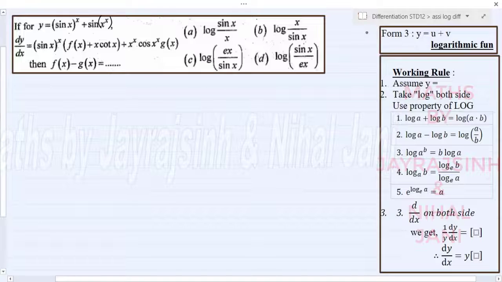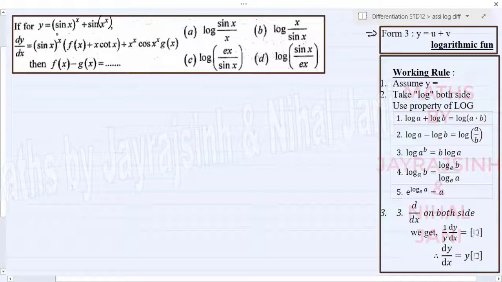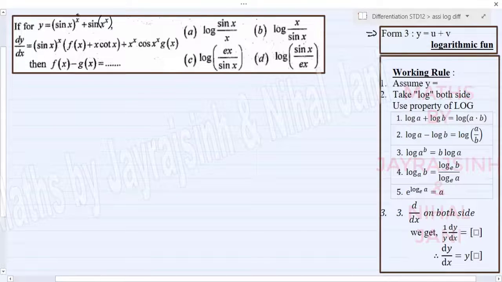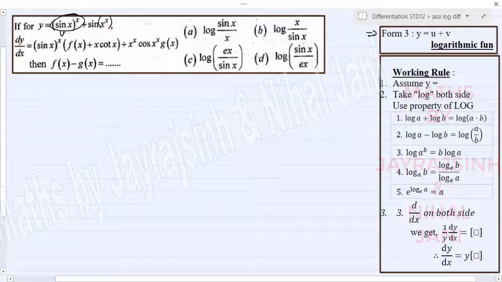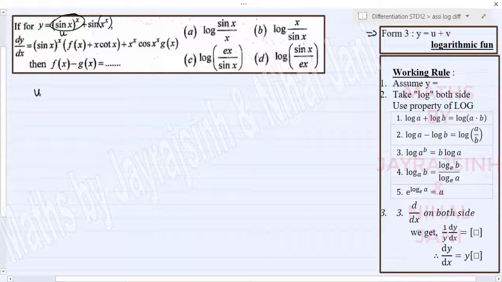Our y is in the third form of logarithmic differentiation. So indirectly we have to find out the individual differentiation. So let's try to find out the differentiation of the first term, which is assumed as u.